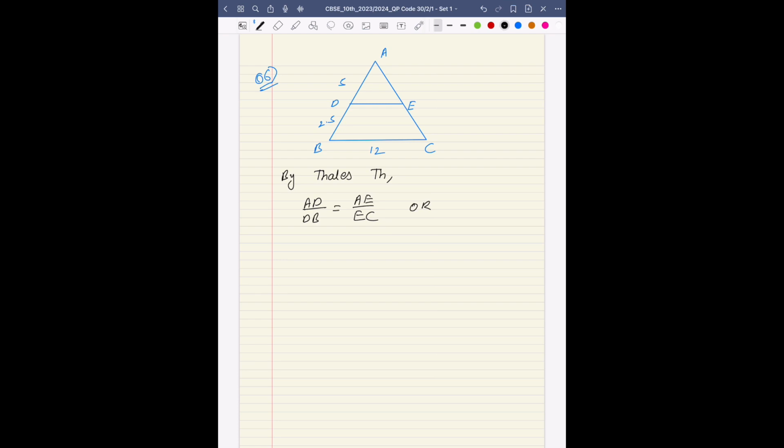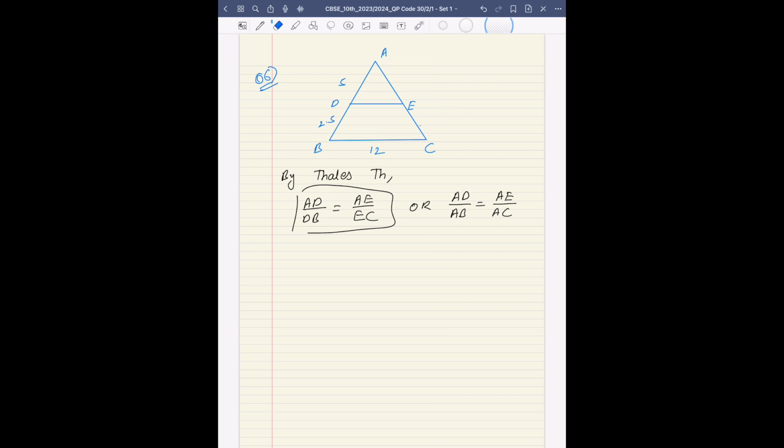So either you can use this, or we can use AD upon AB is equal to AE upon AC, right? So you can use this also as Thales theorem. So we know that the ratio is equal, so this will also be 5 and this will also be 2.5, since the ratio has to be the same. Now what do we do? And since this is parallel, you know that these angles and these angles are also equal, right? So you can also call that triple A similarity.